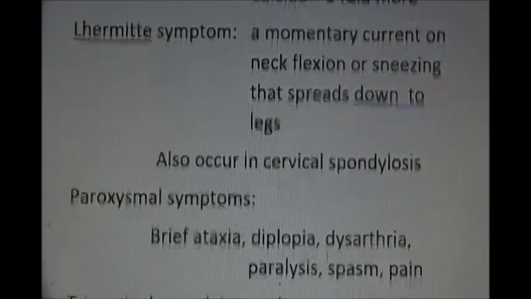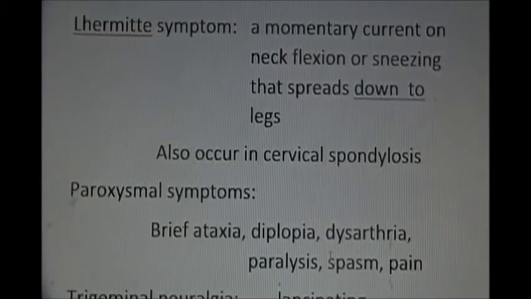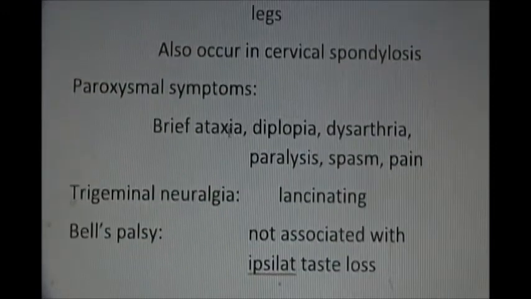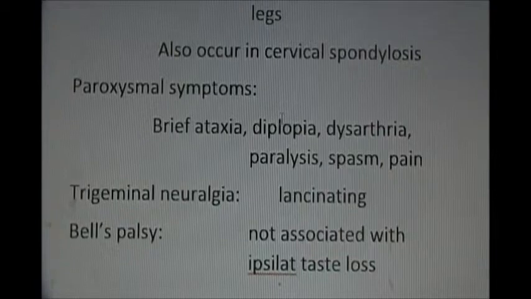Okay, what is Lhermitte symptom in multiple sclerosis? Lhermitte symptom is a momentary current on neck flexion or sneezing that spreads down to the legs. But this symptom also occurs in cervical spondylitis. And why does it occur? Because the myelin is defective and it produces an ectopic impulse because of the opening of the gated potassium channel. That causes depolarization, as I earlier told you, and that leads to the current that spreads to the legs.